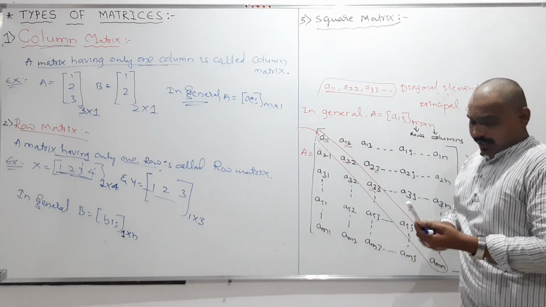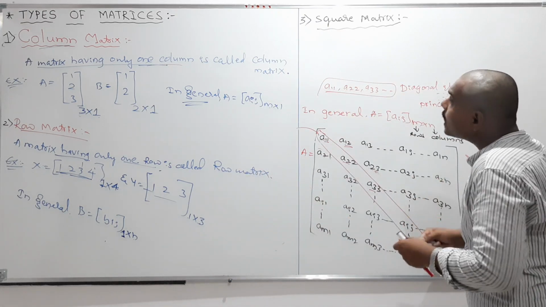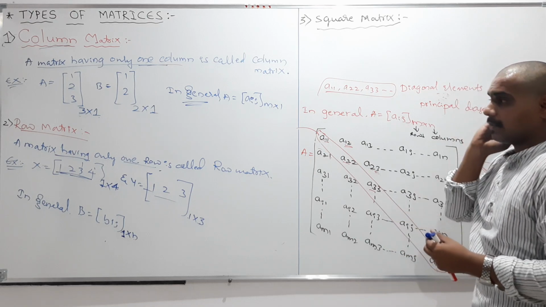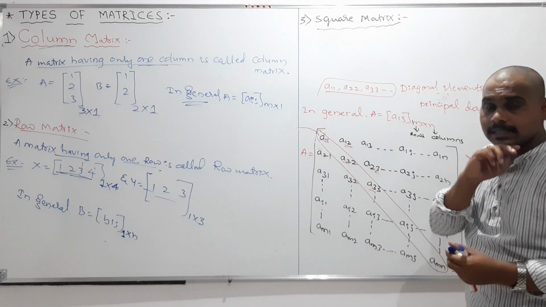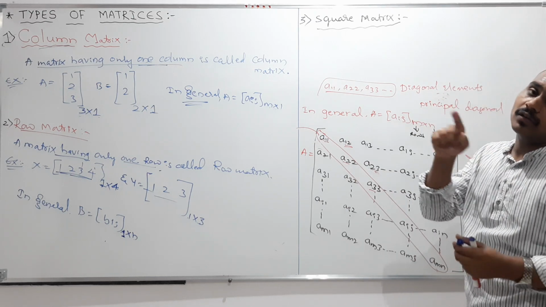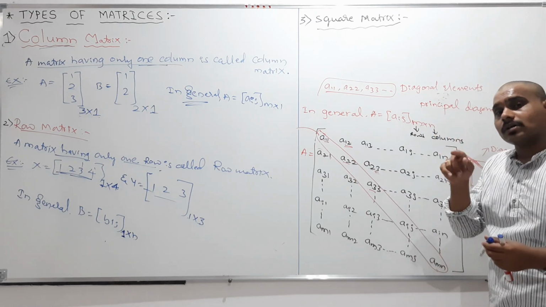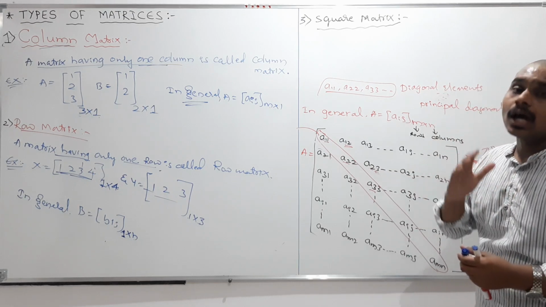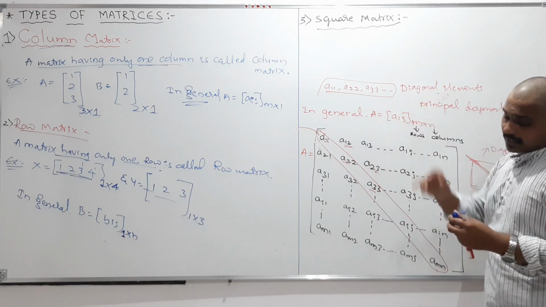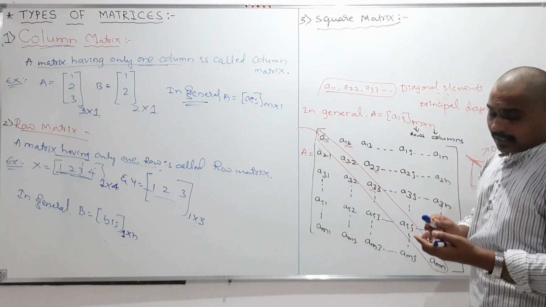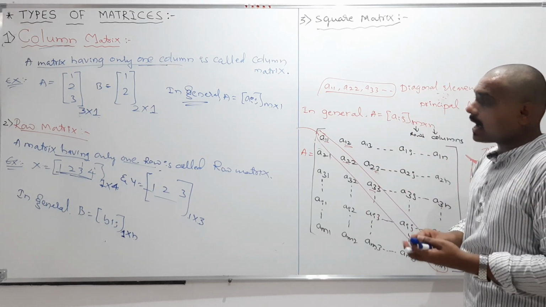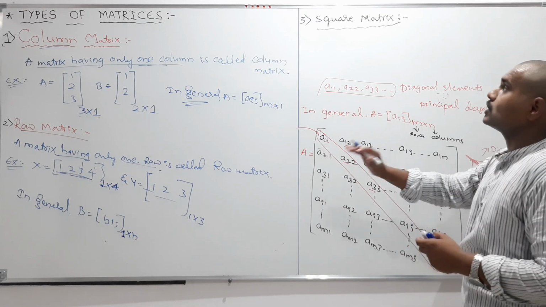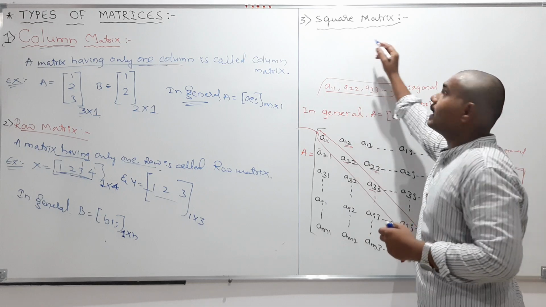Square matrix means, my dear students, in a matrix, generally we know how to write the order of the matrix. The number of rows cross the number of columns gives us the order of the matrix. Now I am discussing the definition of the square matrix. A square matrix is nothing but a matrix having the number of rows equal to the number of columns. Such a matrix we can call a square matrix.